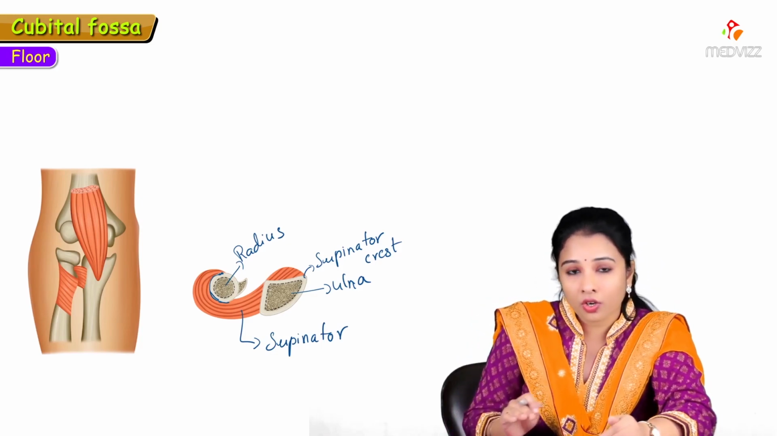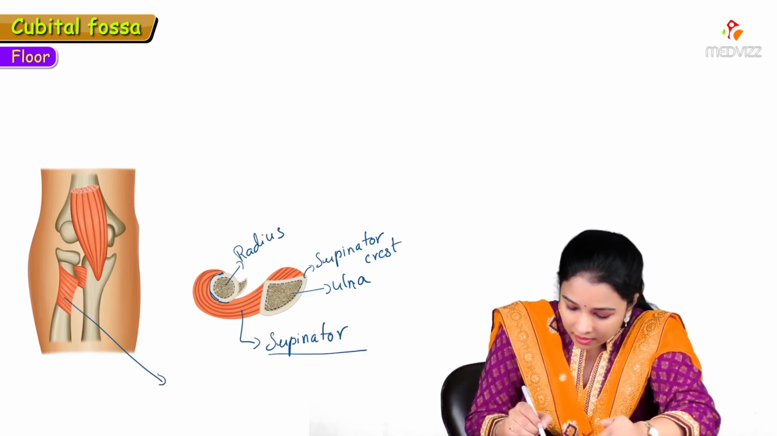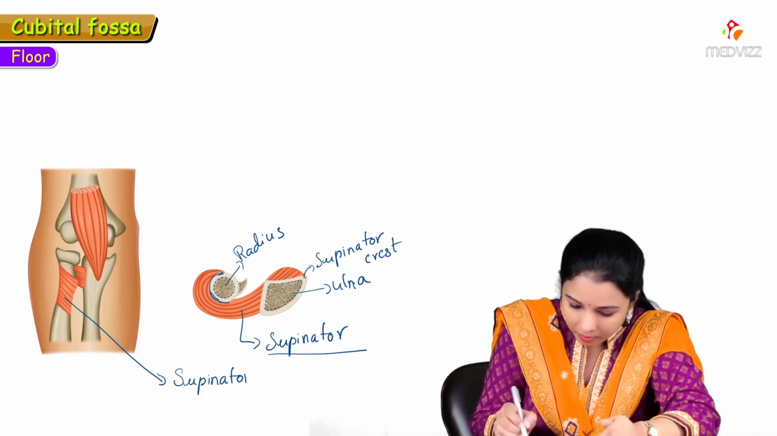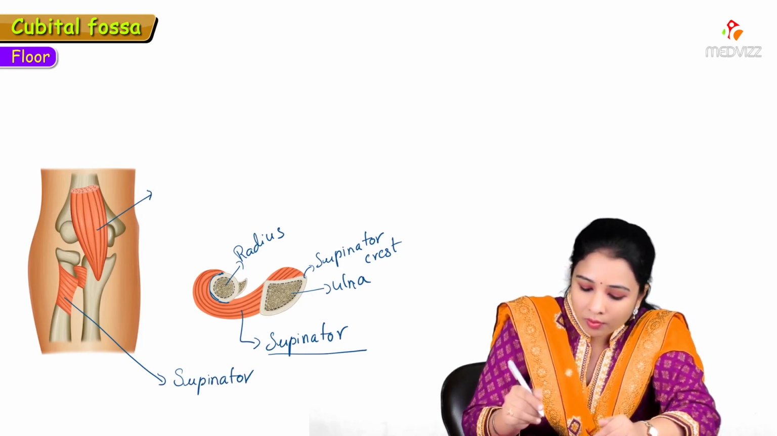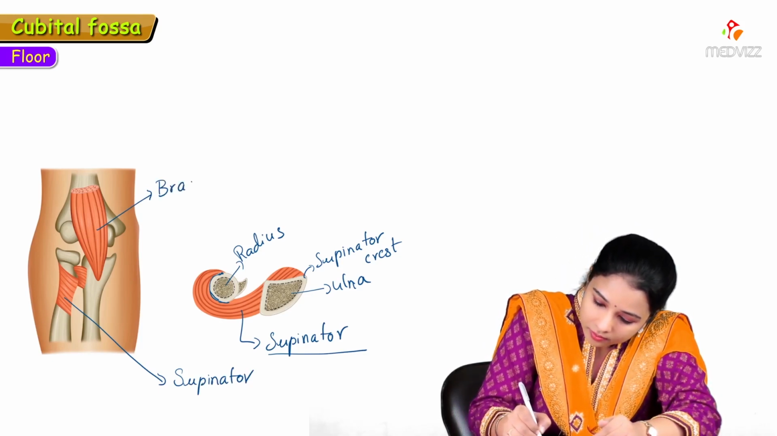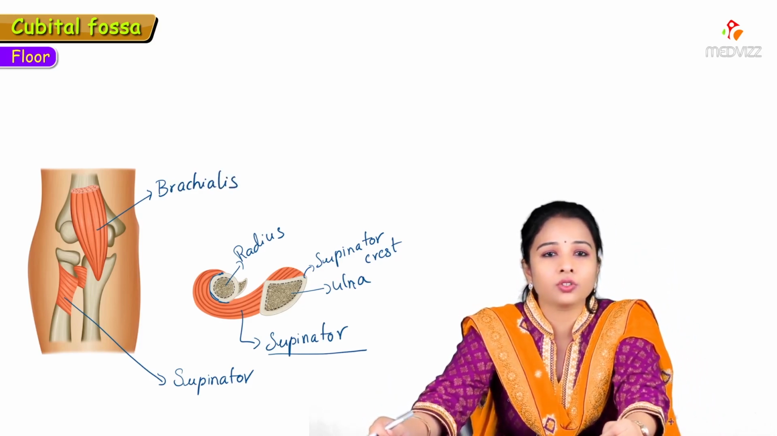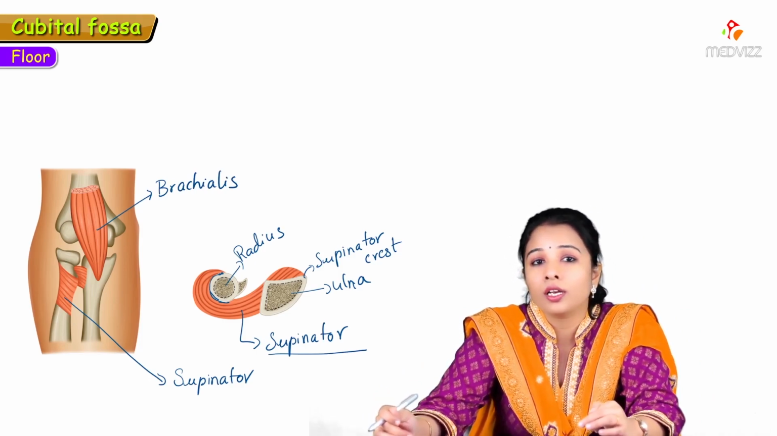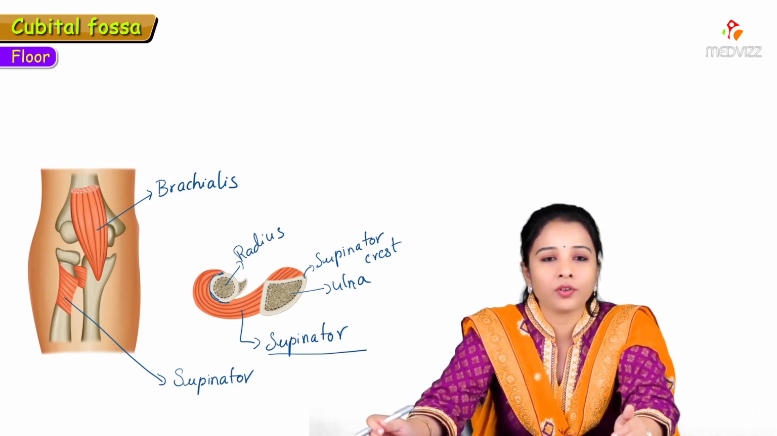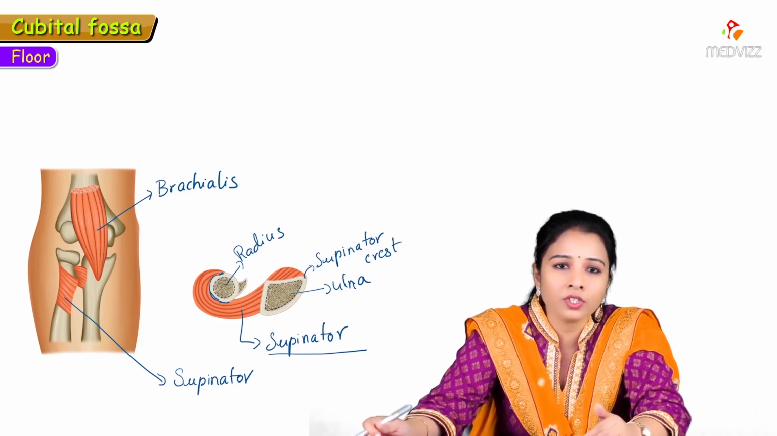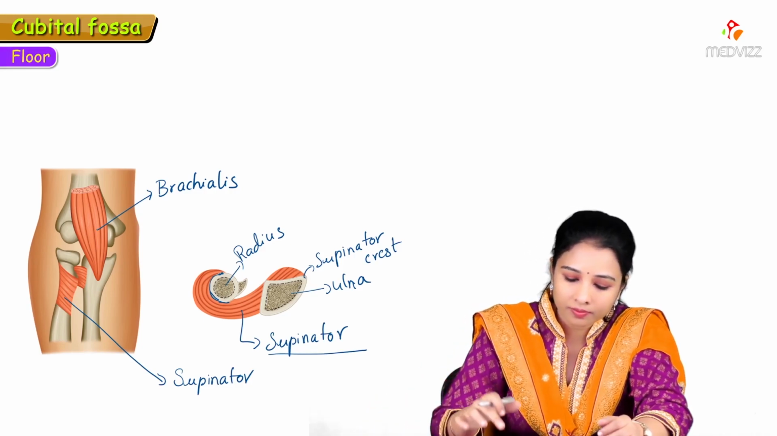So in cut section, in cross section, you can see the supinator muscle in this way, and here anteriorly this is the supinator muscle, and superiorly the upper part of the cubital fossa, the floor is formed by brachialis. So you can see the lower part of the brachialis before its insertion into the ulna. Brachialis gets inserted to the ulnar tuberosity of ulna. So before inserting into the ulnar tuberosity, the lower part of the brachialis also forms the floor of the cubital fossa. So these two structures form the floor of the cubital fossa.